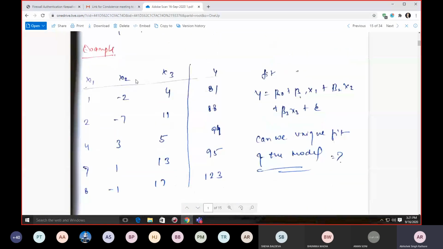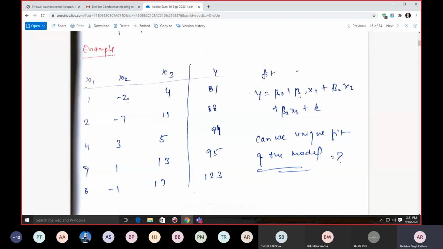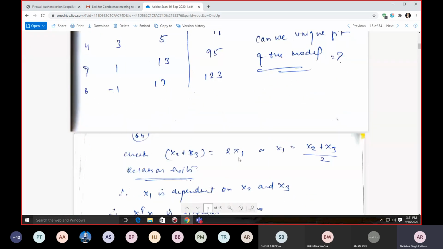plus x3. This is x2 plus x3. So x2 plus x3 is equal to twice of your x1. So when we are getting this x2 plus x3, this is my x2 plus x3. So this is 4 minus 2. So 4 minus 2 gives you 2. So this is equal to 2 of x1.